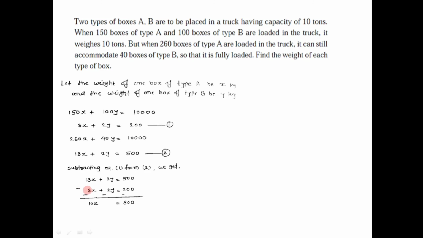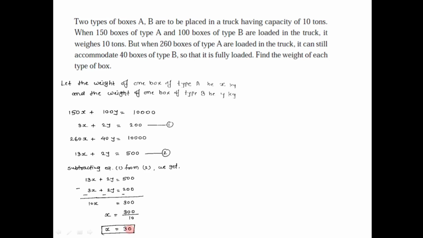As we are subtracting the first equation, we have to change the sign of each term in the first equation. That is, plus 3x will become minus 3x, plus 2y will become minus 2y, and plus 200 will become minus 200. Here plus 2y minus 2y will get cancelled. 13x minus 3x, that will be 10x, is equal to 500 minus 200, that is 300. If you take 10 to the right hand side, it will be in the denominator. So x is equal to 300 divided by 10, which is 30. So x is equal to 30.